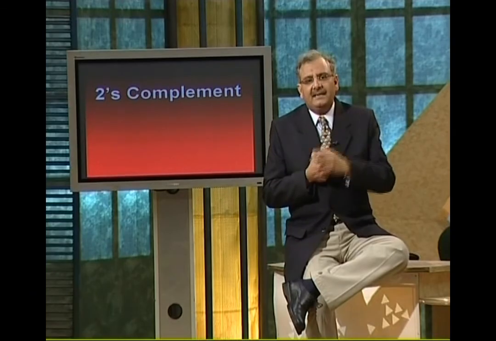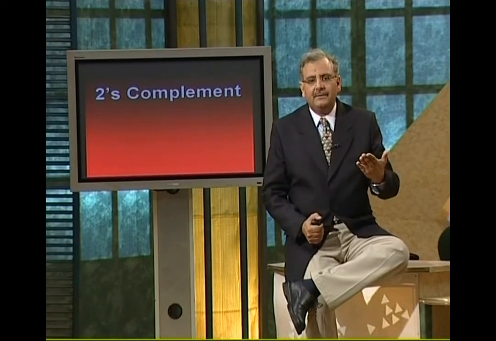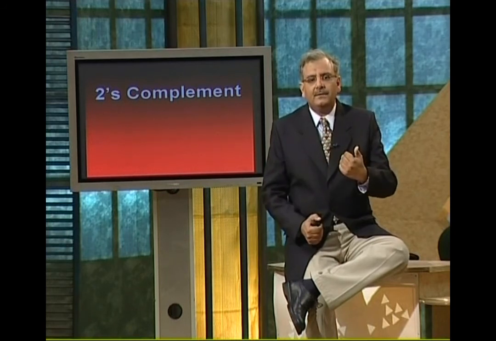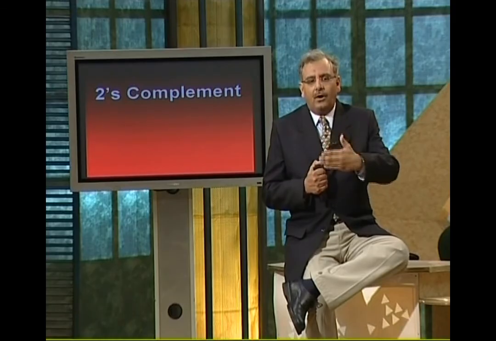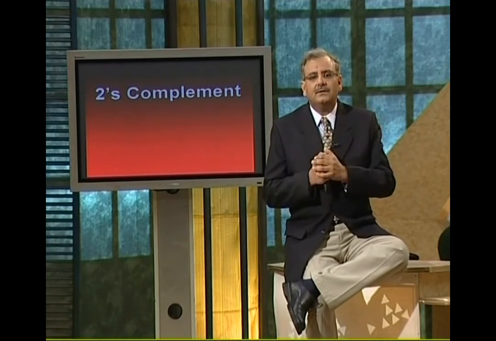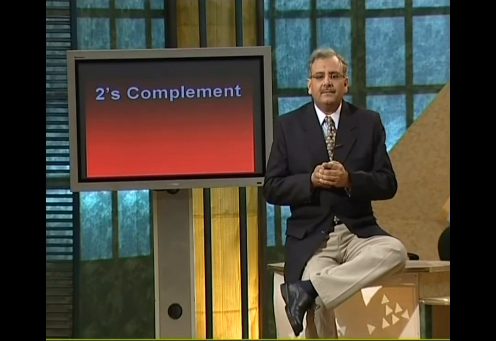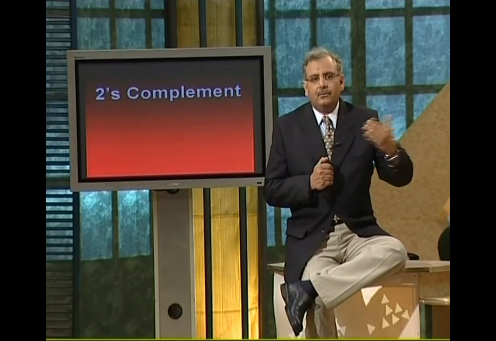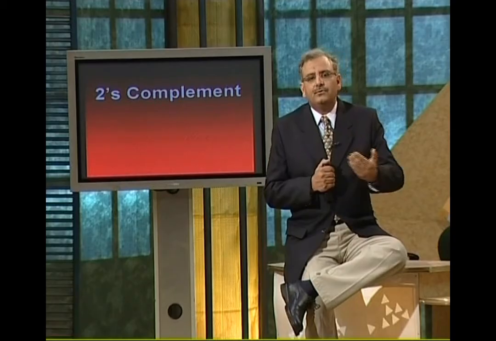Now, you can take the 2's complement from the 1's complement by adding a 1 to the 1's complement. So the number is 0101. You add a 1, you end up with 0110. So this is 2's complement of the original number 1010. Now, what is the good thing about 2's complement? Well, all positive numbers are represented in their original form, whereas negative numbers are represented in their 2's complement form.